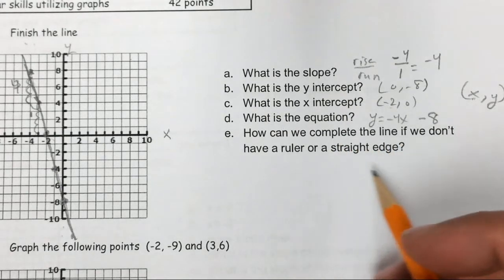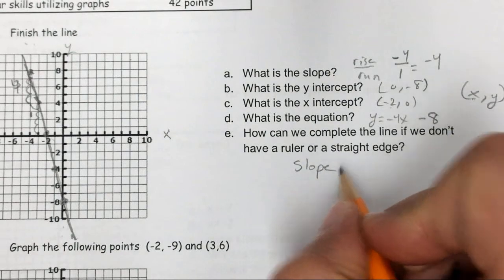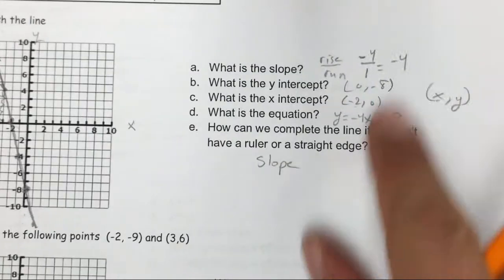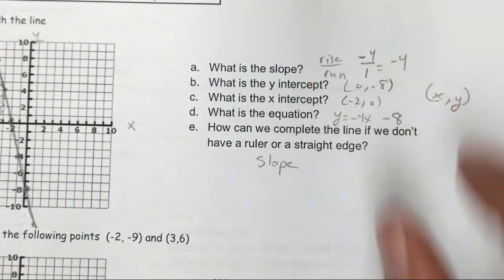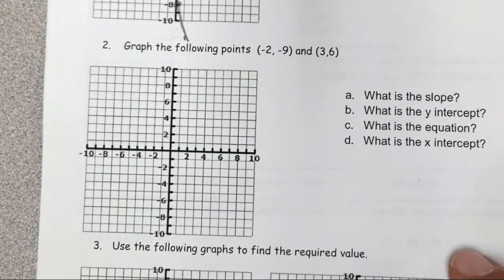How do we complete the line if we don't have a ruler or a straight edge? We always complete it by using the slope. Now that I showed you the trick to this, and I wrote all that down, now you get the chance to copy this down, because now you get to think about it one more time as you write down the answers. Again, keep pausing the video, it makes it easier to do that.